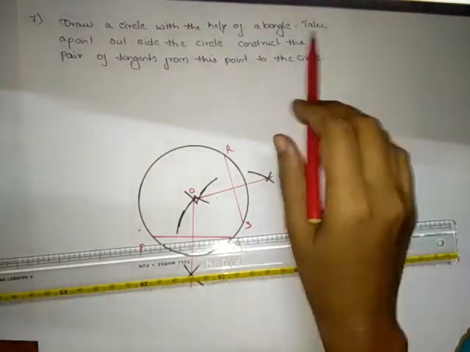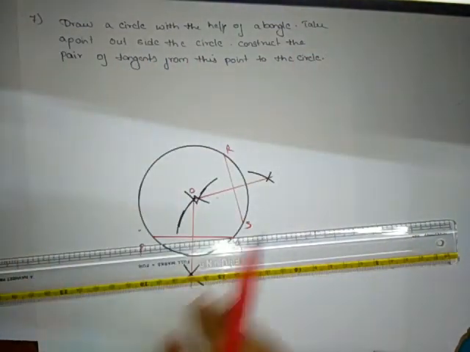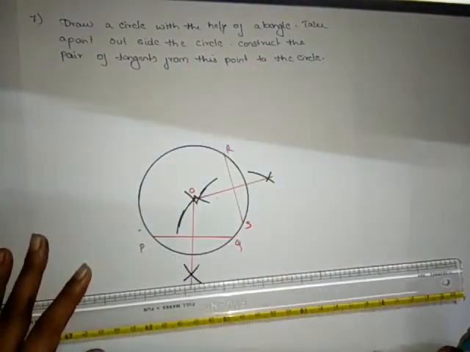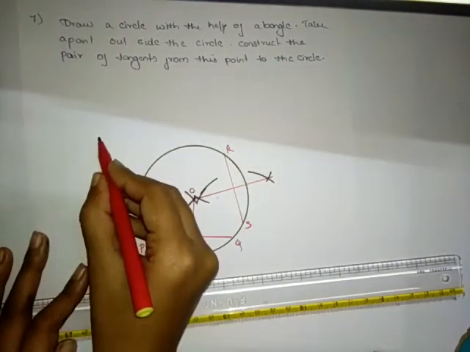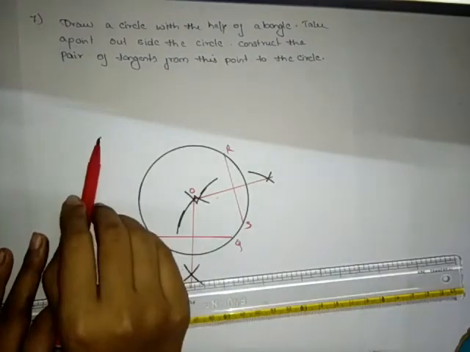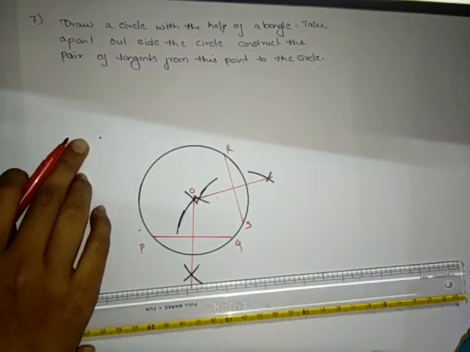And take a point outside the circle, as they have asked us to take the point outside the circle. We can take it anywhere at any distance. I'm going to take it here. Right, we'll join this point and O. We'll name this point as A.